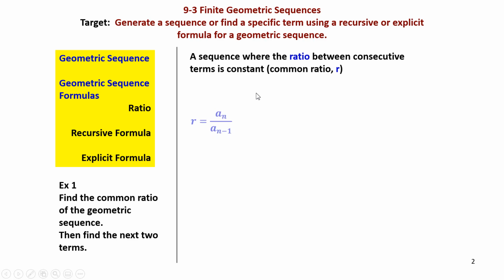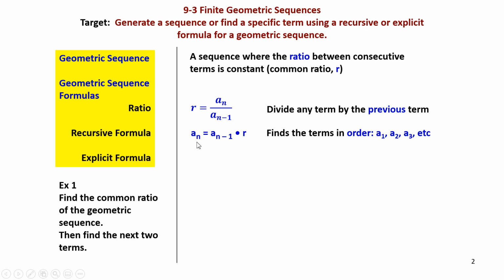All right? And so we have a formula to find that ratio, very similar to our arithmetic sequence, but instead of subtracting the terms, we're going to divide the terms. So again, when we see a sub n, it means you pick any term in the sequence and you divide it by the term that's directly in front of it. Okay? Divide any term by the previous term.